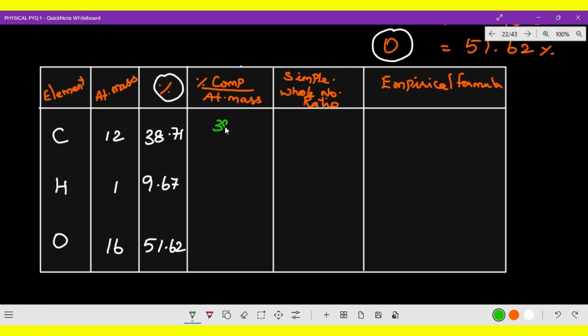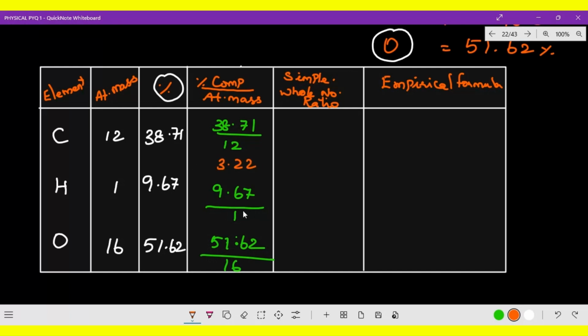Carbon: 38.71 divided by 12. Hydrogen: 9.67 divided by its atomic mass. Oxygen: 51.61 divided by 16. So you'll be getting the answer here, 38.71 divided by 12, which is 3.22.